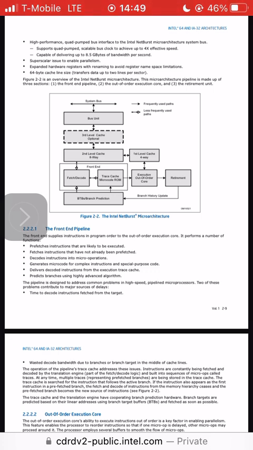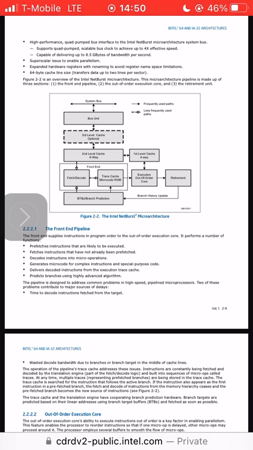This microarchitecture pipeline is made up of 3 sections: 1. The front-end pipeline, 2. The out-of-order execution core, and 3. The retirement unit. Figure 2-2, the Intel NetBurst microarchitecture. 2.2.2.1 The front-end pipeline. The front-end supplies instructions in program order to the out-of-order execution core.